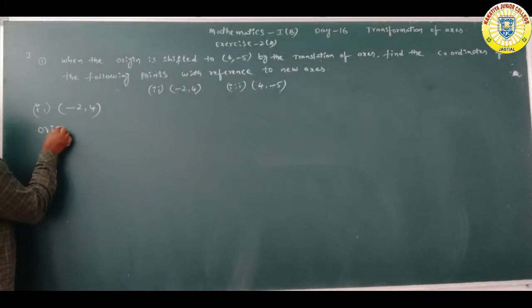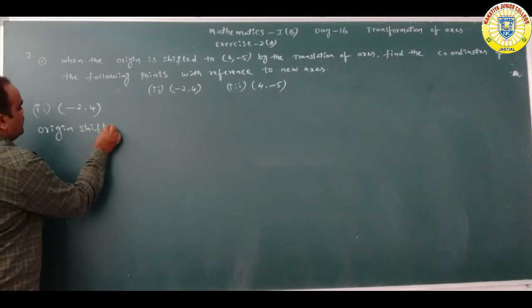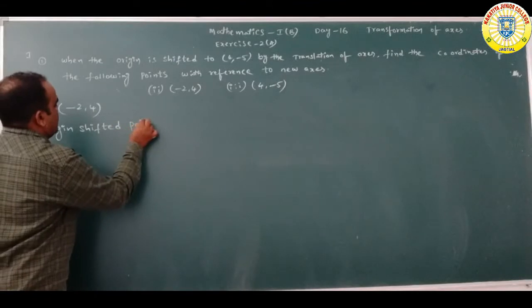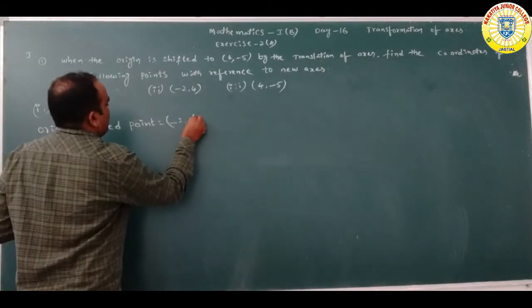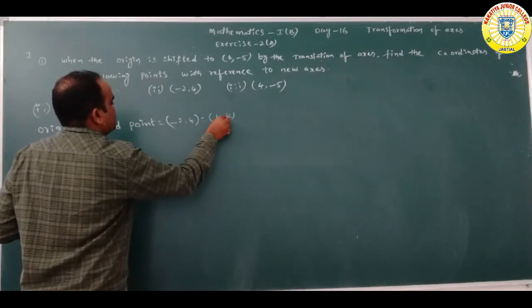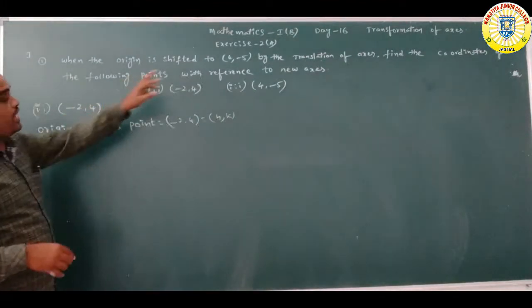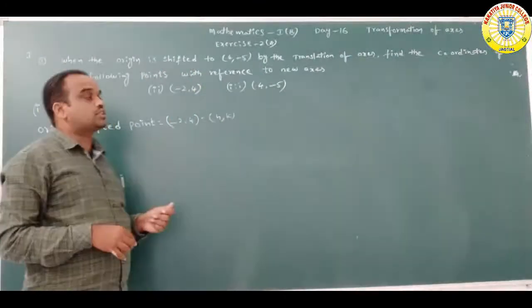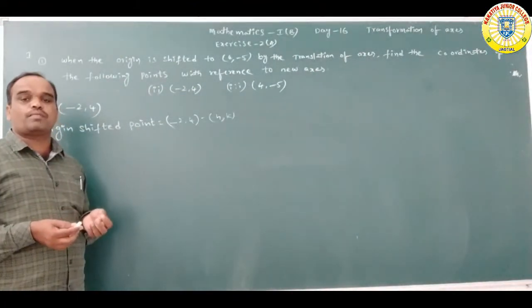Origin shifted point. That is nothing but h comma k. Origin shifted point minus 2 comma 4 is equal to h comma k. So we are finding the transformed coordinates, otherwise the coordinates in the new axis. New axis means transformed axis.